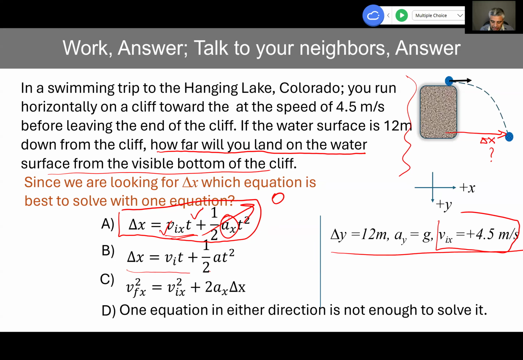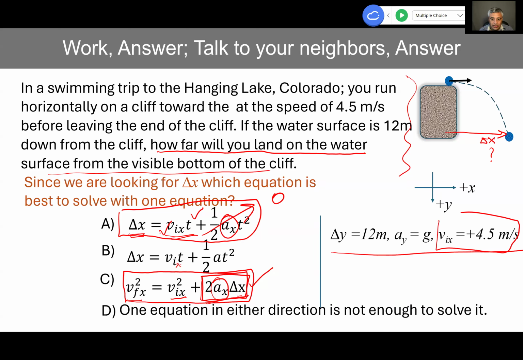This is the same equation, but it does not even have an x subscript, so I wouldn't use it. Now this one does not have time, so let's see if we can use it. To find delta x, ax is 0. Once acceleration in the x direction is 0, this term is not even going to be here. It simply says the initial velocity in the x direction is the same as the final velocity. So we need time. Without knowing time, we cannot find delta x.